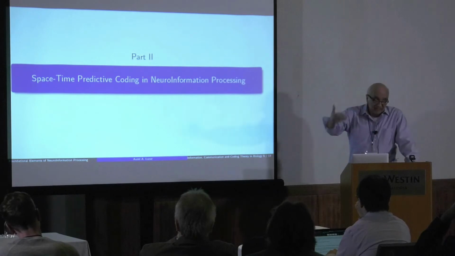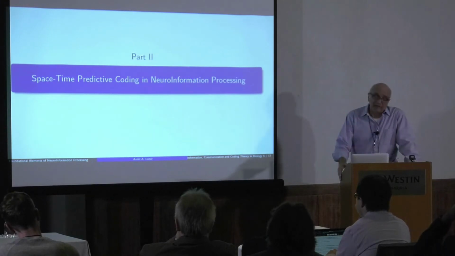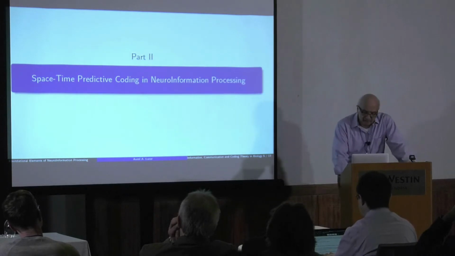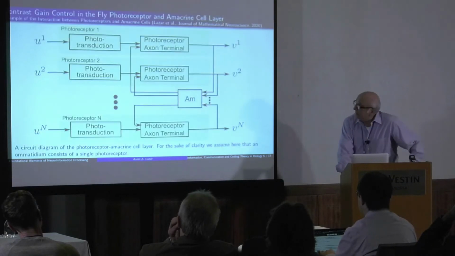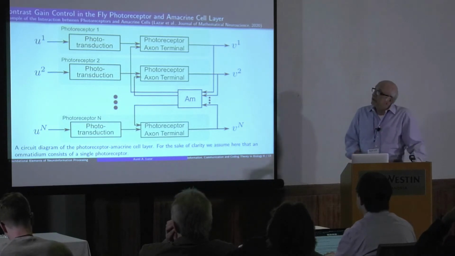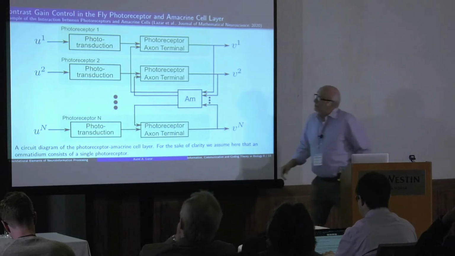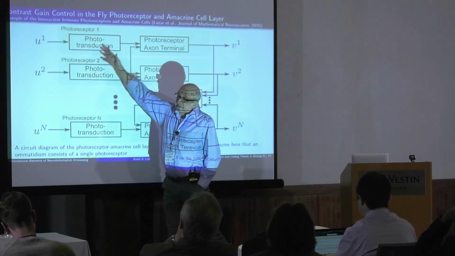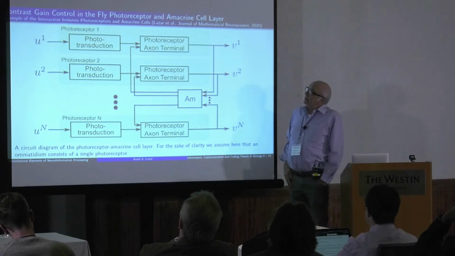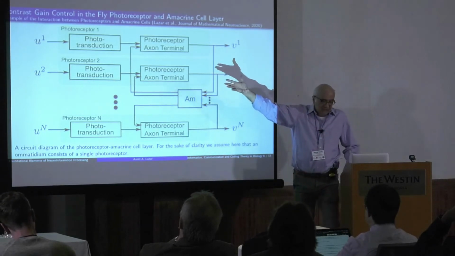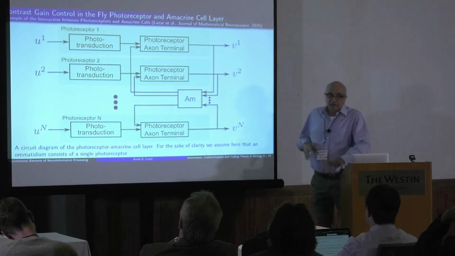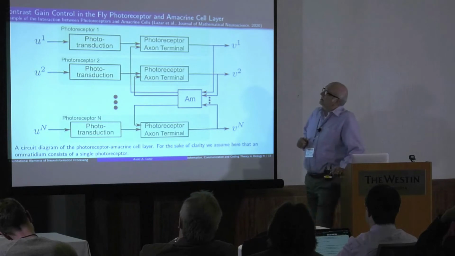what I'm going to show next is that one can talk, in a rigorous fashion, about space-time predictive coding in neural information processing. I'm going to give an example, again without going into details. What you see here on the left is a model of the retina. These are photoreceptors. Specifically, we are looking at the case of the fruit fly, because this is where my interests are. But you can think about this the same way with the retina.